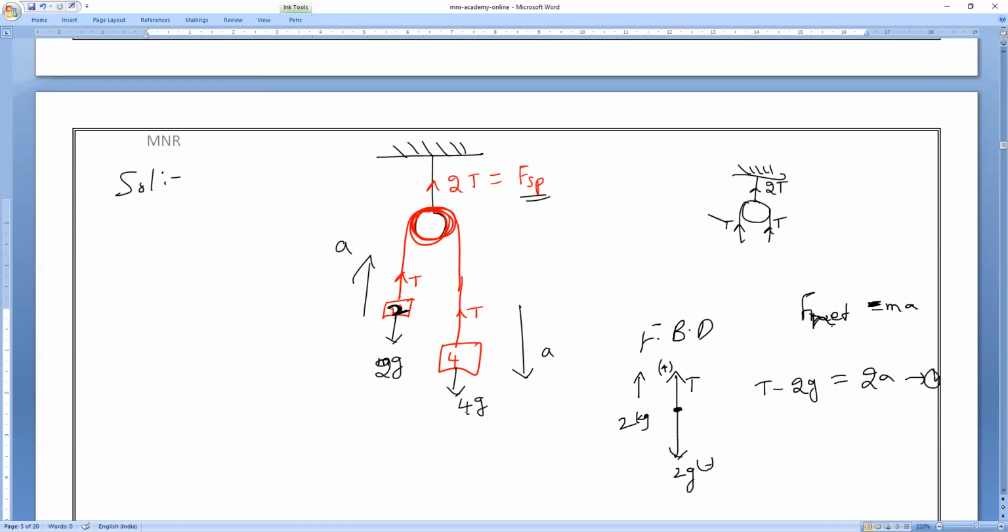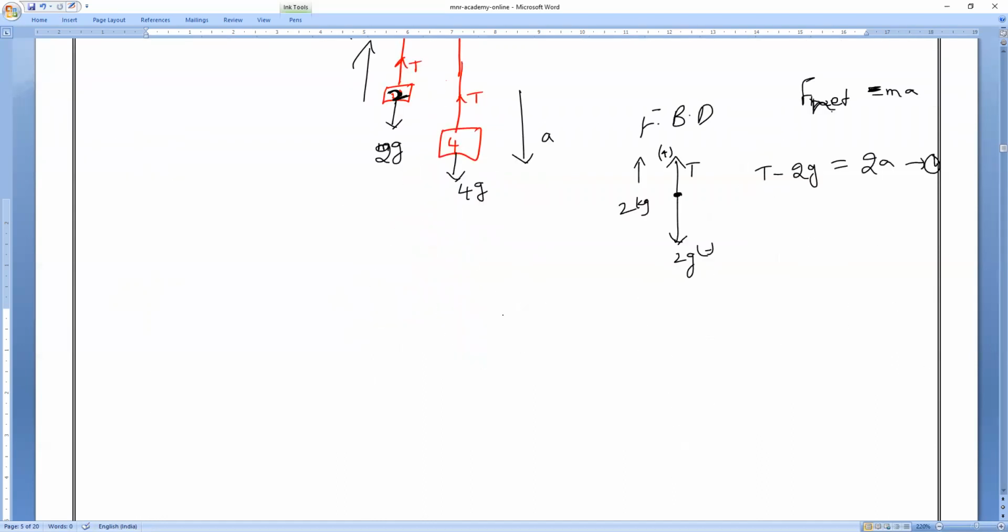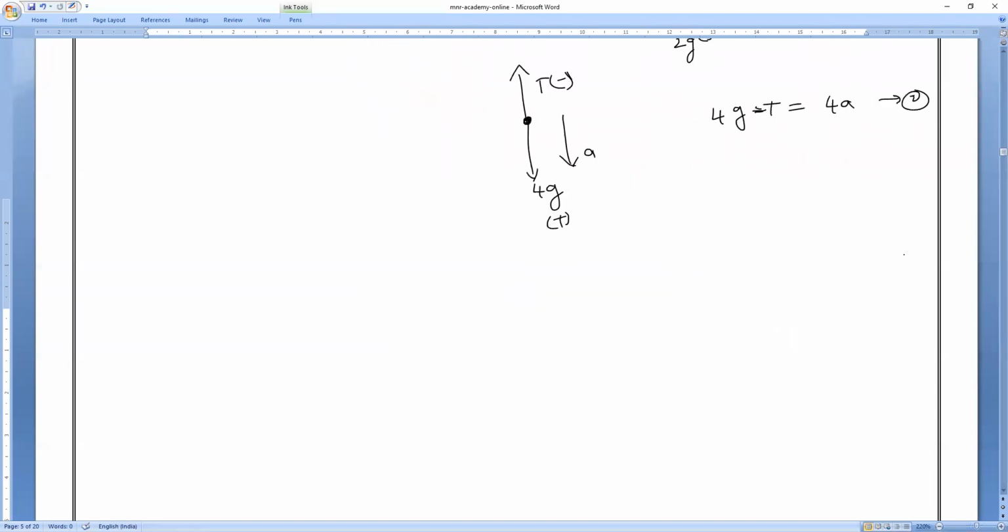Next, the second equation. Draw the free body diagram for the 4 kg. Upward is T, downward is 4g. Now acceleration is downward, so downward is positive and upward is negative. So 4g minus T is equal to 4a. Am I right or wrong, everybody? Yes.